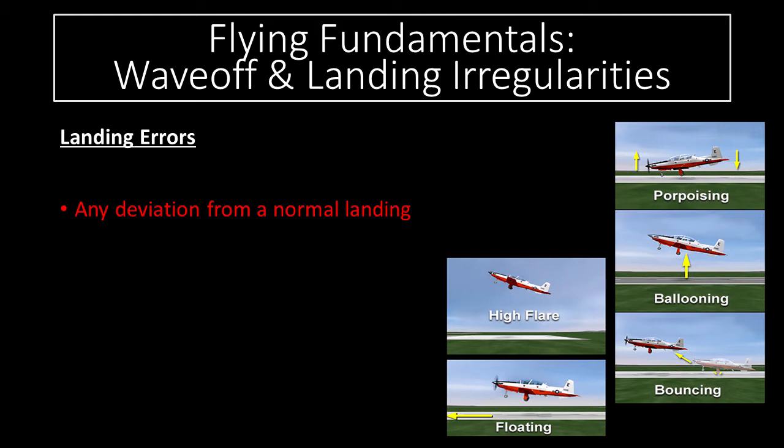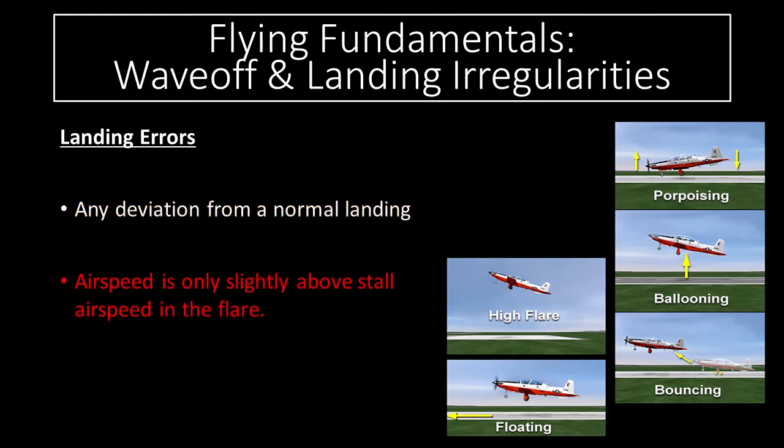The pilot must recognize when one of these situations exists and take swift and corrective action before an even more dangerous situation develops. Case in point, they should wave off. During the landing transition, the aircraft's airspeed is slightly above stall speed, so any abrupt control changes in pitch control could result in the following landing irregularities.